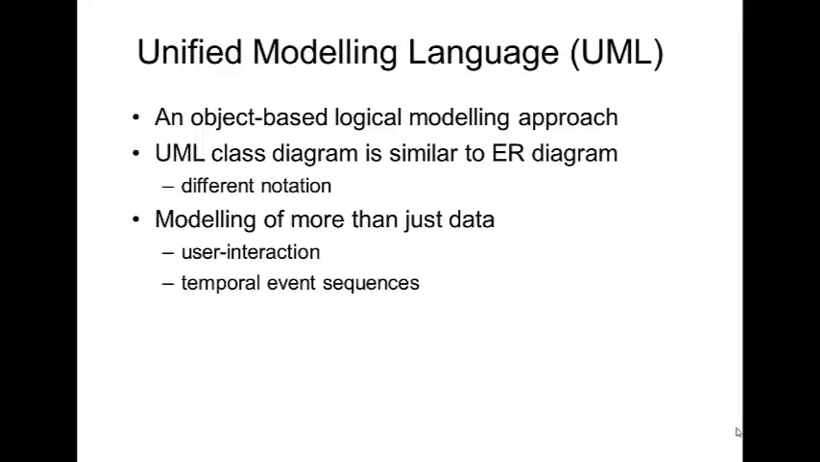So just to finish off, a couple of slides on UML. UML is the equivalent, well, the equivalent plus extras to entity relationship modeling, but for object-based logical modeling. A UML class diagram is very similar to an ER diagram, but uses some different notation. And UML is a more general modeling language that models not just data relationships, but also things like user interactions and temporal event sequences, so a number of the other components of the data that are not represented in ER diagrams.